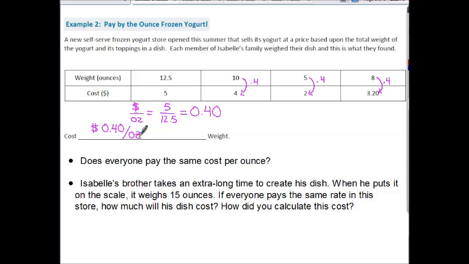Now, how we can use this, take a look at our word problem down here. Isabel's brother takes an extra long time to create his dish. When he puts it on the scale, it weighs 15 ounces. If everyone pays the same rate in the store, how much will his dish cost, and how did you calculate this cost? So we know that we take the number of ounces and multiply it by the cost per ounce, which we already found to be 40 cents per ounce. So we can do that. 15 times 40 cents is going to give us an output of $6. And so this is a way that we can use this.